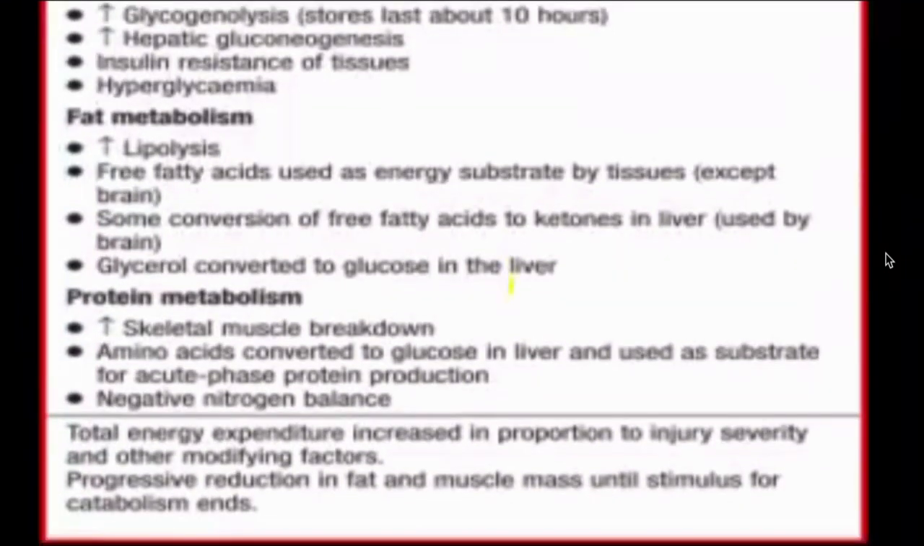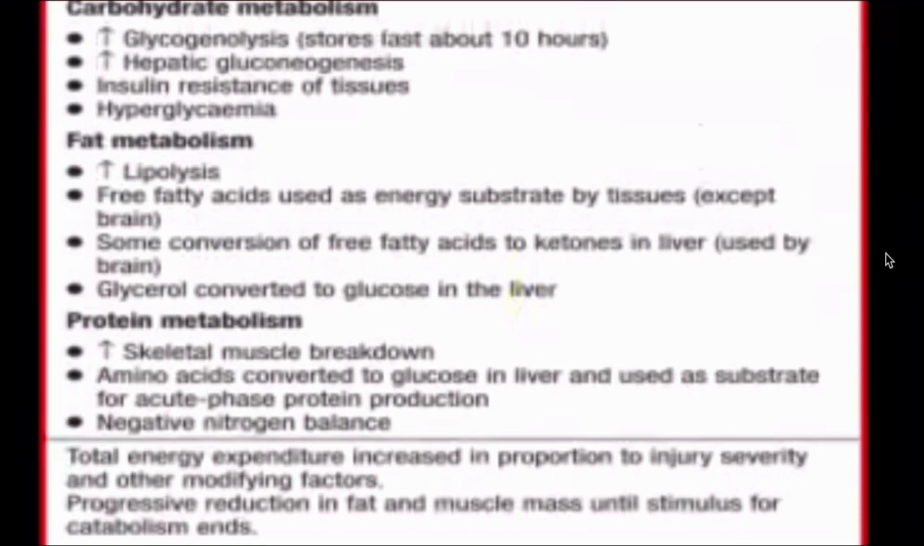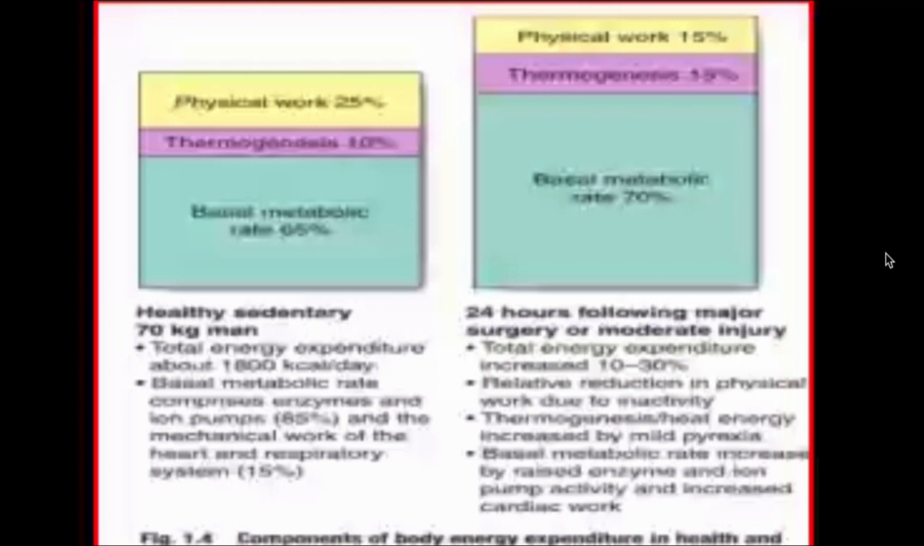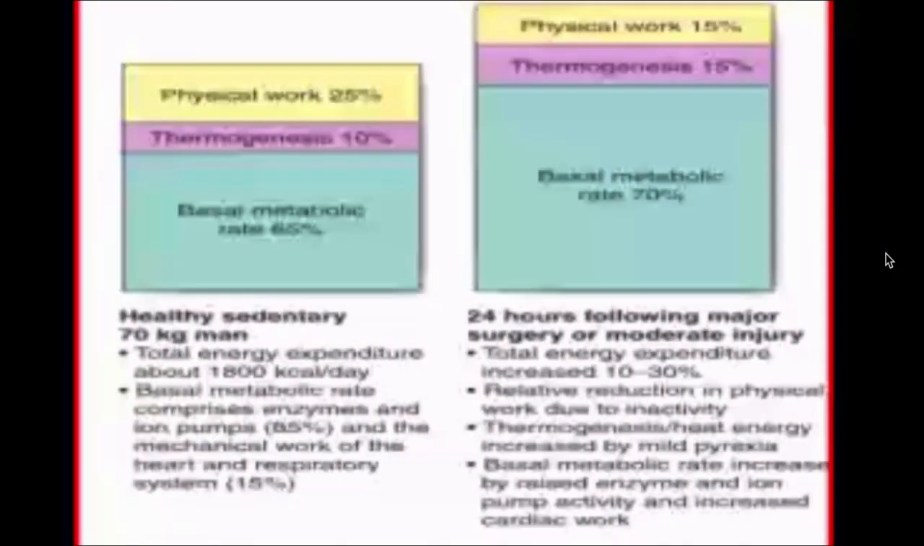Then protein metabolism: increase in skeletal muscle breakdown, and amino acids are converted to glucose in the liver and used as substrate. Glucogenic amino acids. It's not all amino acids that ultimately form glucose. We have the glucogenic amino acids and the ketogenic amino acids. Various events that occur during the trauma. We can see the basal metabolic rate 65%. Then here, basal metabolic rate is 70%. This one is the healthy sedentary 70 kg man. These are the energy requirements.